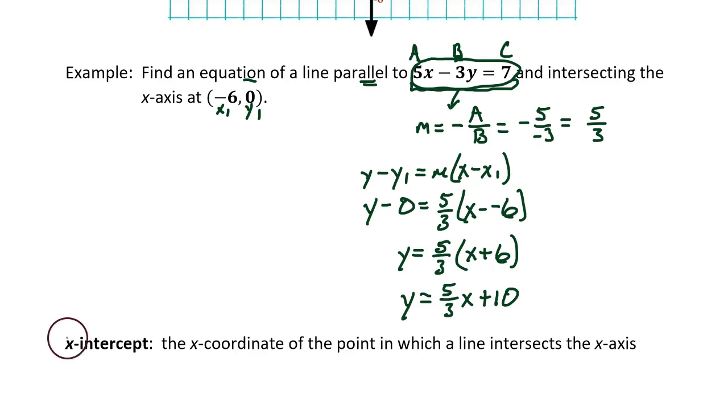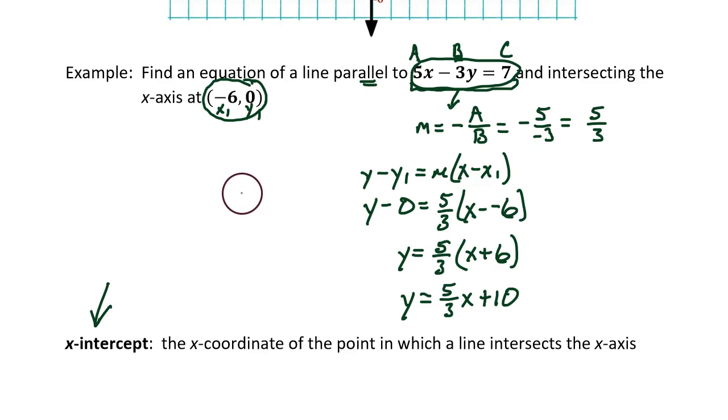One last vocab word for the lesson. You notice that this ordered pair in the example we just worked gave us an x-coordinate for a y value of 0. That point is called the x-intercept. An x-intercept is the x-coordinate of the point in which a line intersects the x-axis. Any place on the x-axis will have a y-coordinate of 0. So notice when you're finding an x-intercept, it is the value of x when y is 0. On the other hand, if you're ever trying to find a y-intercept, it is the value of y when x is 0.